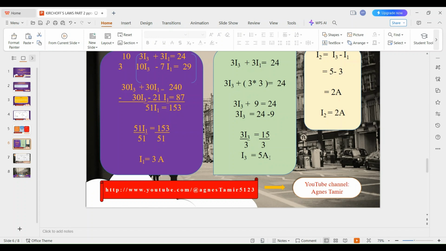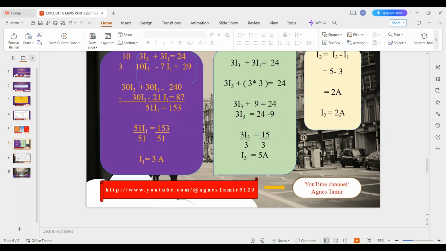Now, we already have I1 and I3. And remember we said that I2 is equal to I3 minus I1. Therefore, using I3 and I1, we can get I2. We have said that I3 is equal to 5 amperes and I1 is equal to 3 amperes. So 5 minus 3, we shall get 2 amperes. So our I2 is equal to 2 amperes.